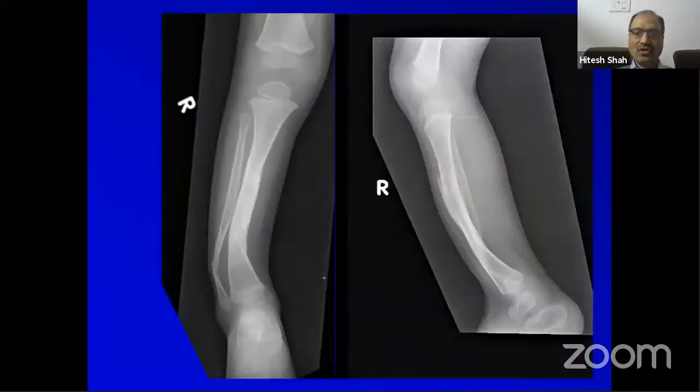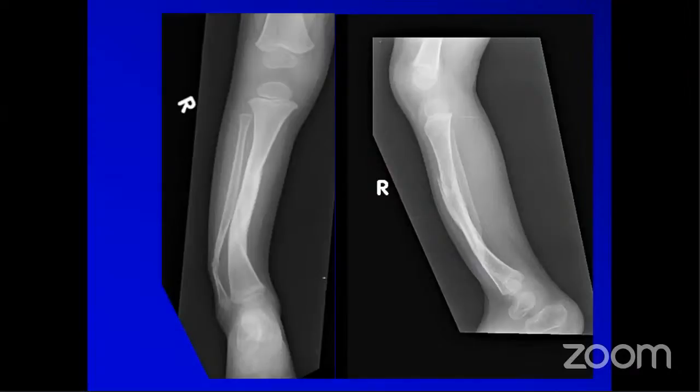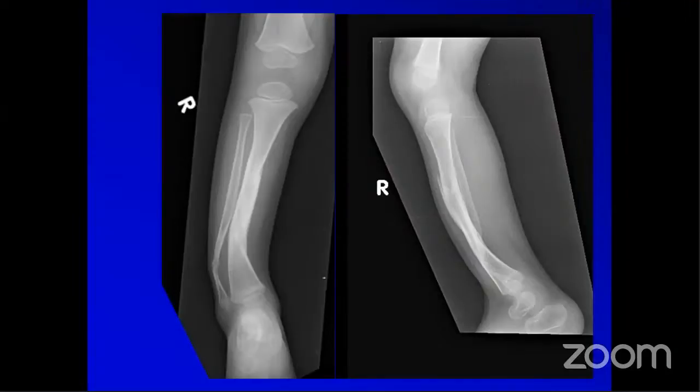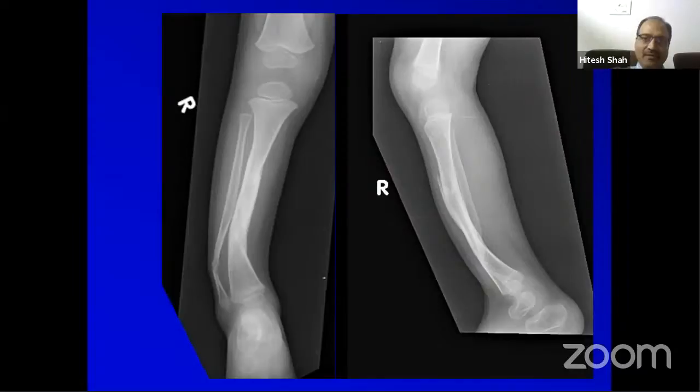So this is the X-ray. Can you read the X-ray? Same child. What will you describe? Is there a fracture, or is it only bowing, or bowing associated with fracture? There is bowing of the tibia at the junction of distal one-third and proximal two-thirds, as well as bowing of the fibula at the same level associated with a fracture. There is a fracture of the fibula.